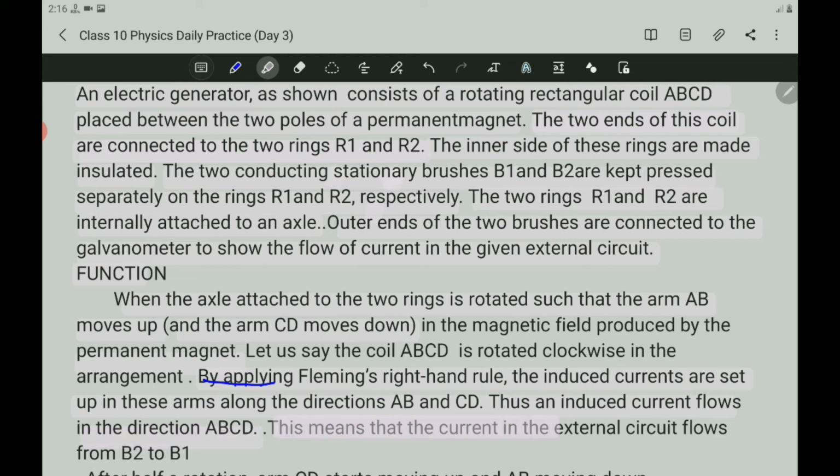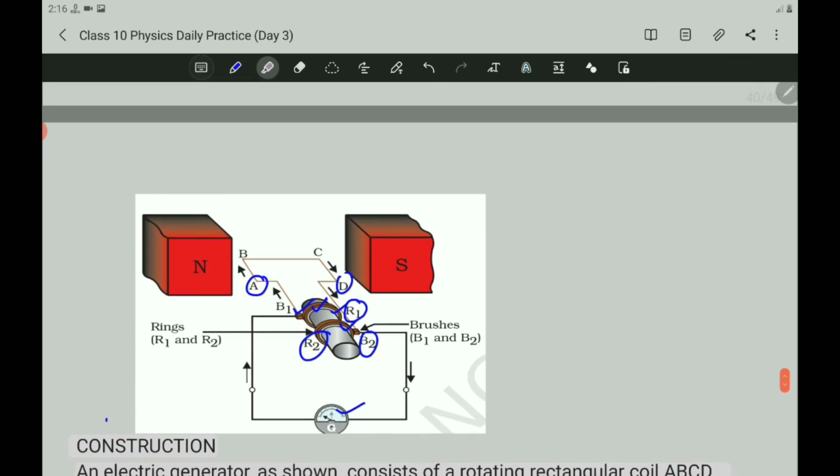This means that the current in the external circuit flows from B2 to B1. Here you can observe that current flows from A to B and C to D. So the current moves from the brush B2 to B1 in the external circuit.